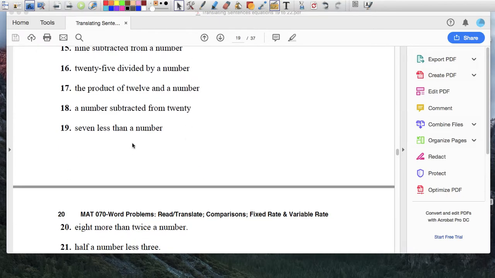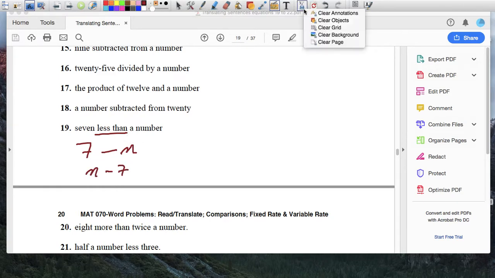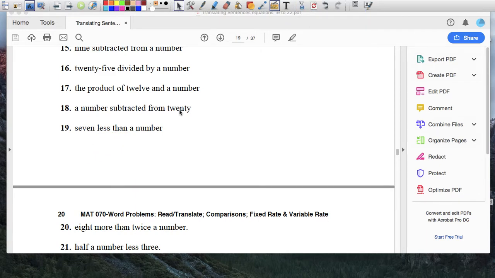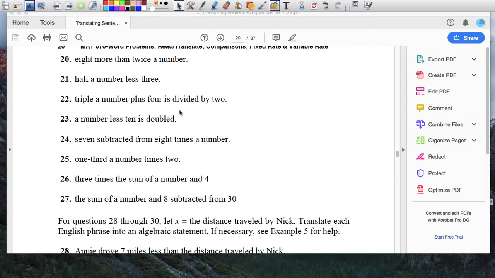19, 7 less than the number. Again, be careful with this. 7 less than a number is subtraction, but that would switch around and become n minus 7. Let's continue. So 21, half a number. How do you write half of a number? Here's my number, and half of it would be divided by 2. Less 3. Less is not a turnaround, so this stays as it is.